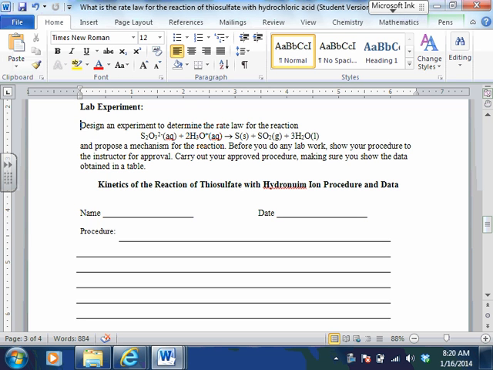Okay. The other thing you need to watch out for here on your mechanism, and you might not think to pay attention to this, you need to make sure that in each of your steps, the charges balance. Now that doesn't mean that it has to be 0 on both sides, but it does mean that if you have a 2- charge overall on one side of the equation, you need to have a 2- charge overall on the other side of the equation as well. Okay. Your charges just need to balance. So just kind of watch out for that as well.